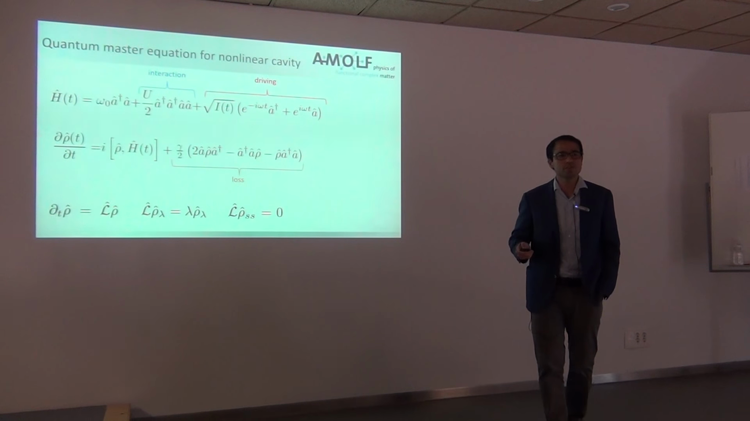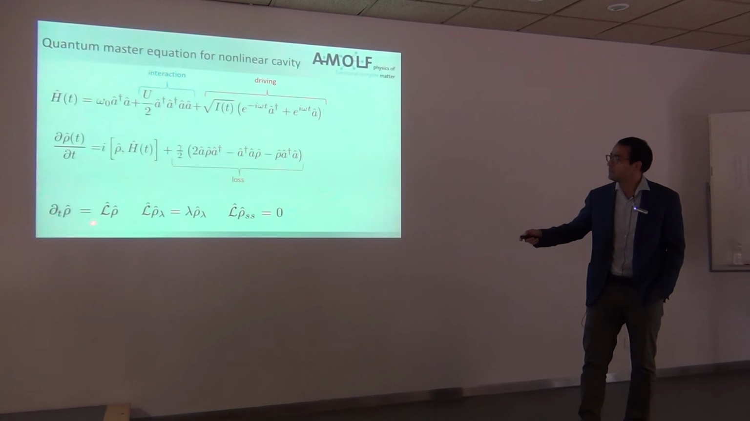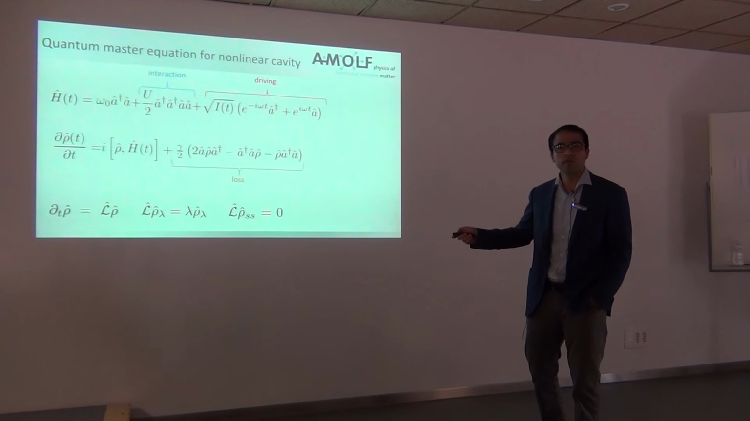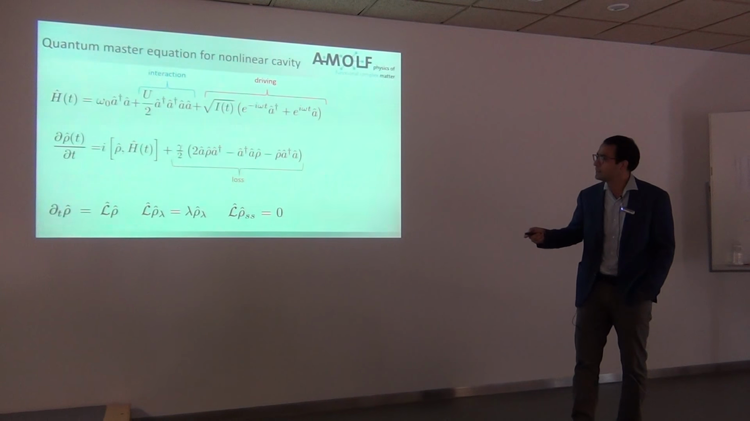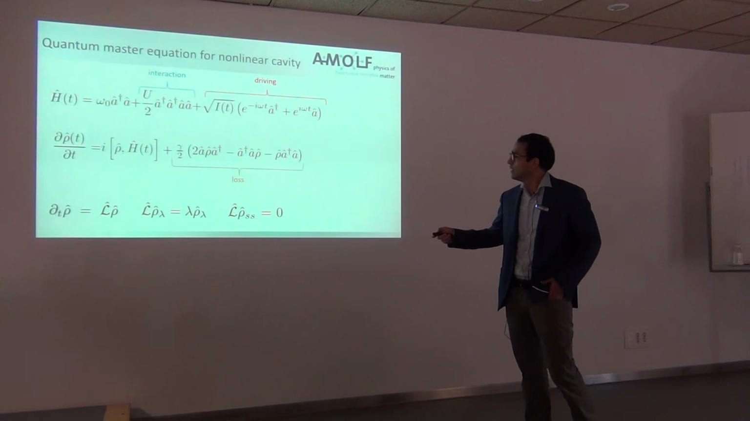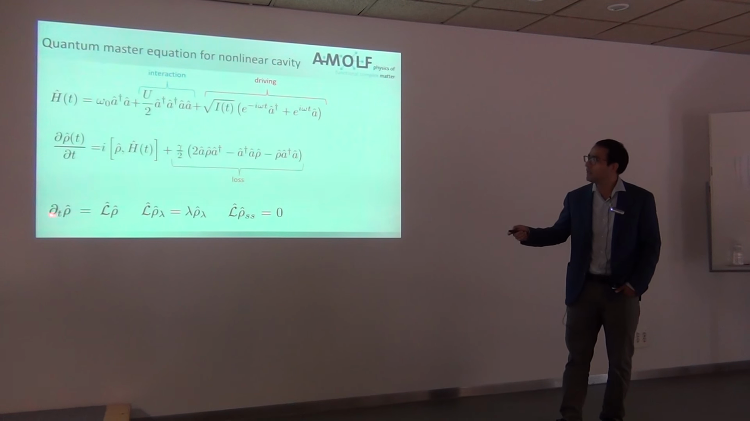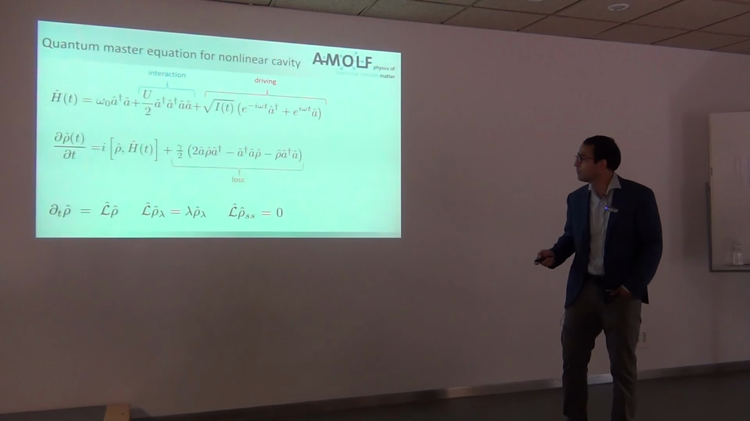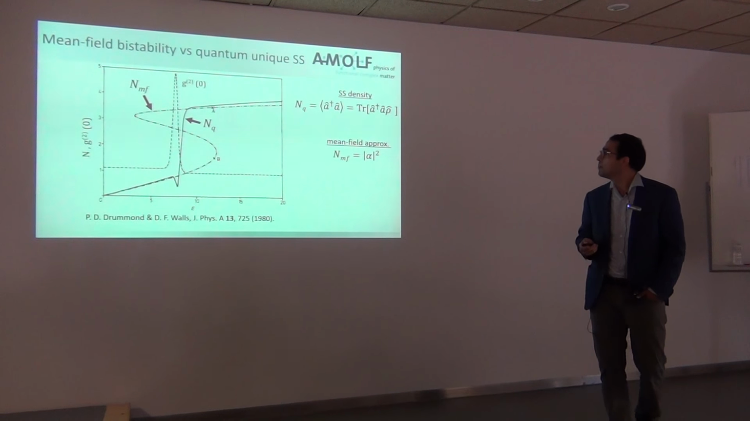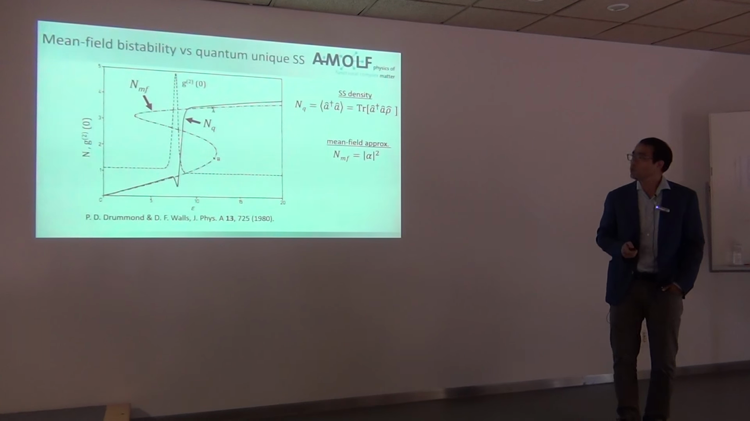Now, to find the steady state of the system, you can write this equation in a very simple form, where dρ/dt, ρ being the density matrix, is equal to L acting on ρ, where L is the Liouvillian superoperator. It's an operator that acts on an operator to give you another operator. And so you can see from this equation that the steady state corresponds to the zero eigenvalue, right? When dρ/dt equals 0. In particular, the steady state density matrix corresponds to the zero eigenvector. So this problem was solved exactly already in 1990 by Drummond and Walls.